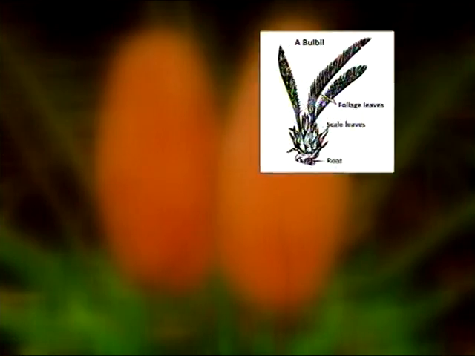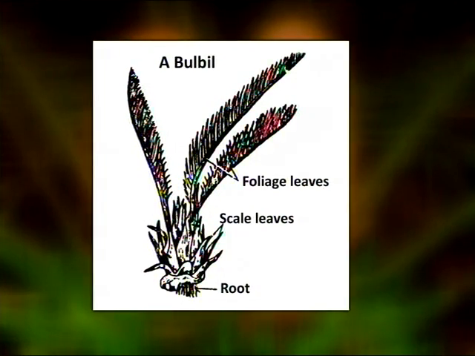Now we will throw light on reproduction in Cycas. Cycas reproduces by means of vegetative and sexual reproduction. Vegetative reproduction takes place by adventitious buds or bulbils.